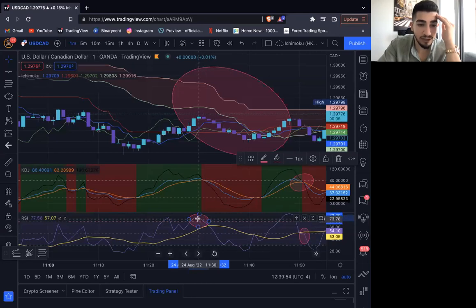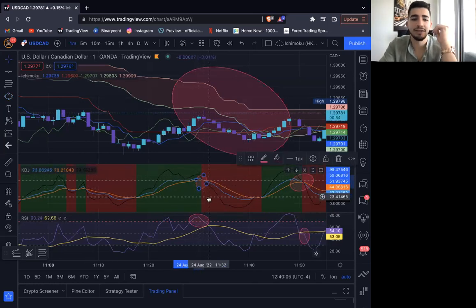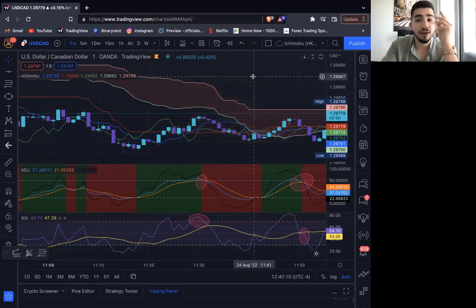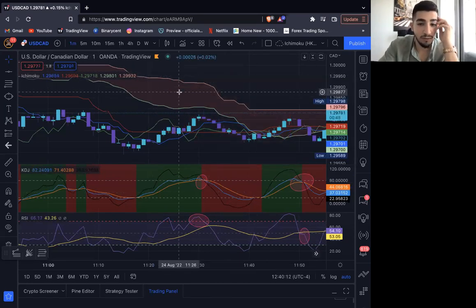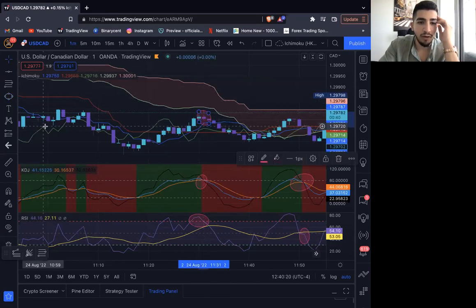Now, does my RSI agree with the decision at this point? Does my RSI say yes, say sell? Yes. Now, then I would look for my KDJ. Is my KDJ selling? Sell. Yes. Now, this is when I would get 3 confirmations, right? I now have 3 confirmations. And what I'll do is I'll take a trade right at this point.